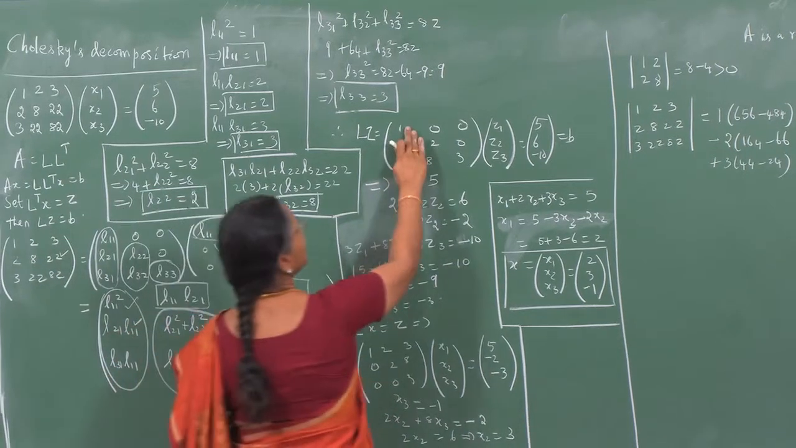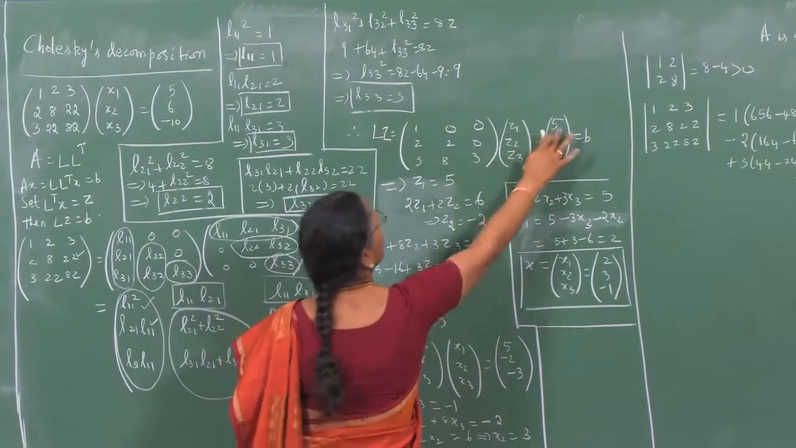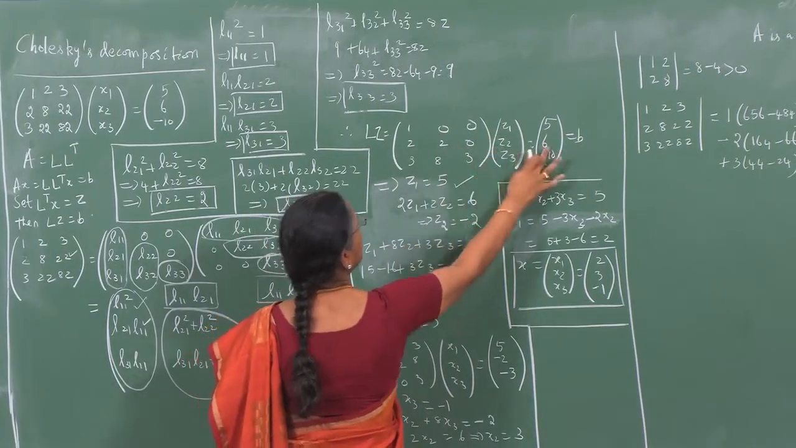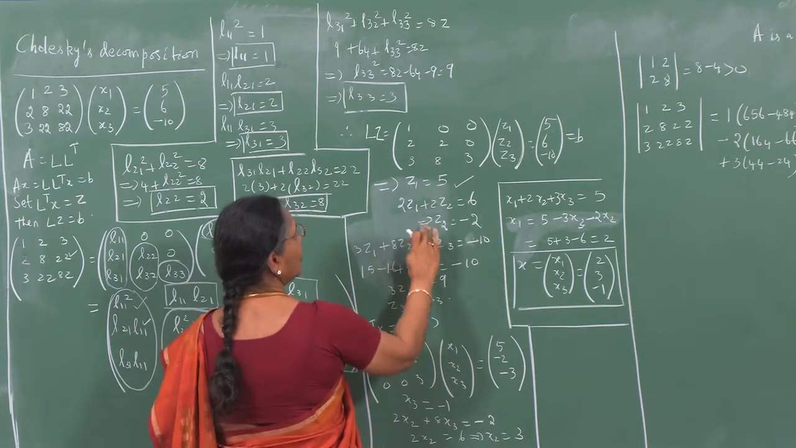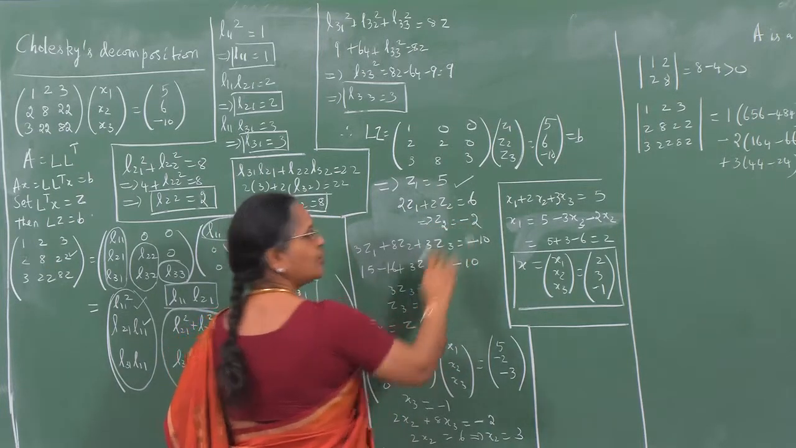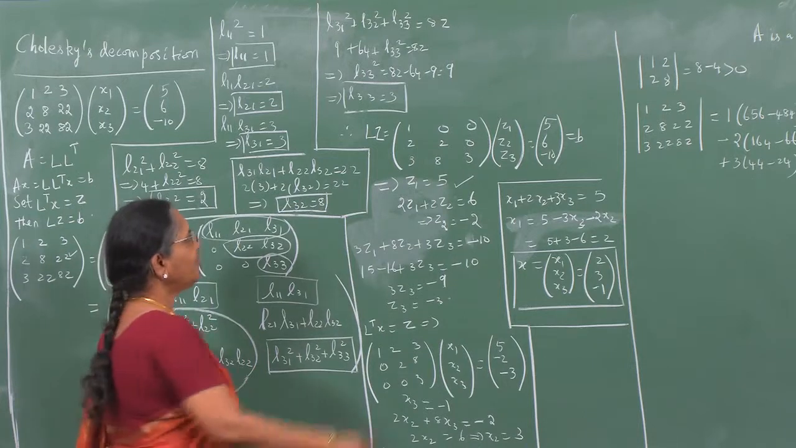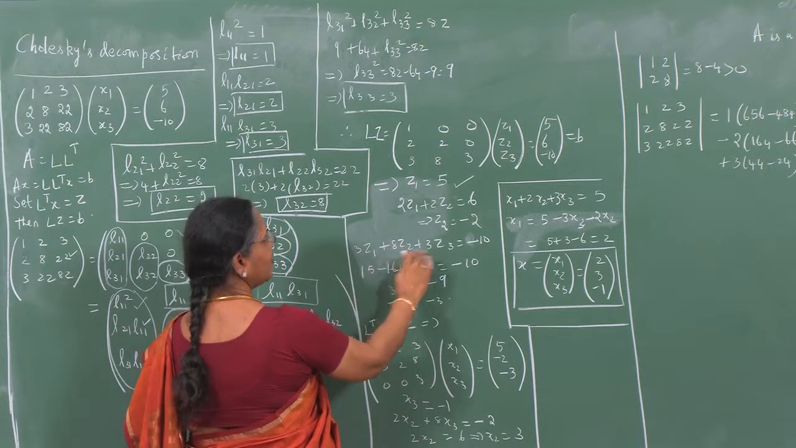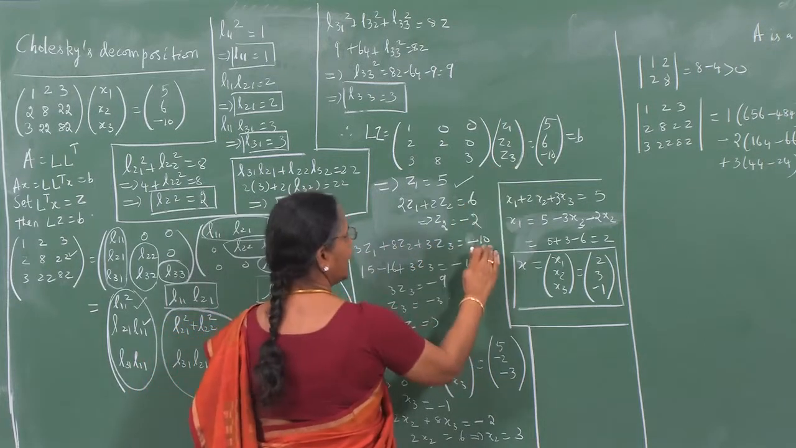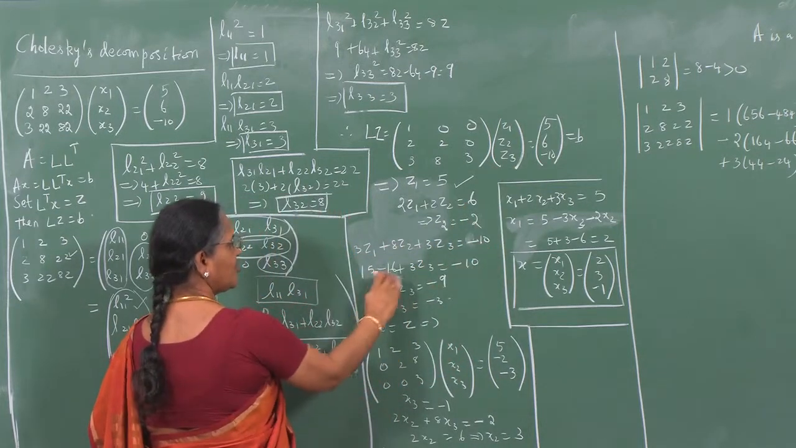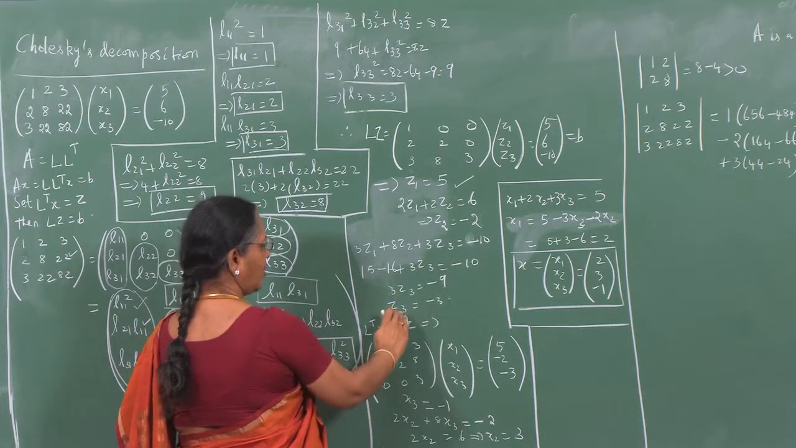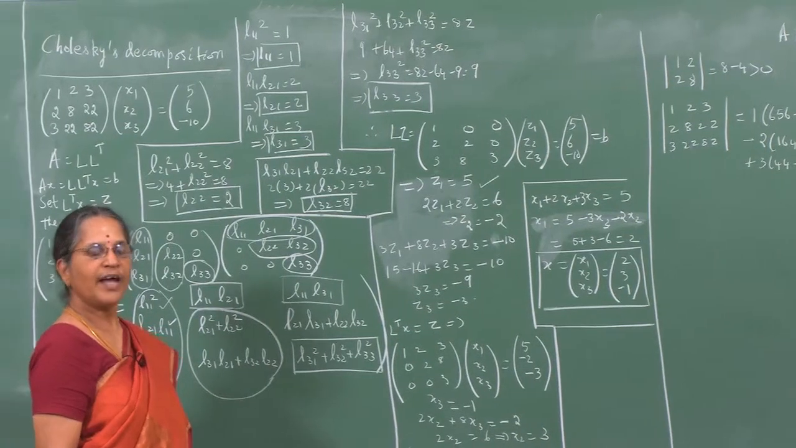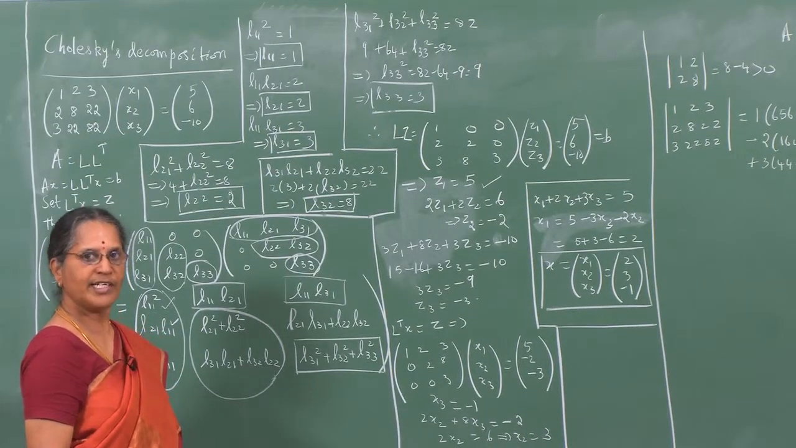So, the first equation gives you 1 into Z1 equal to 5. The second equation gives you 2Z1 plus 2Z2 is 6. Z1 is already known, so this gives you Z2 as minus 2. Then we move over to the third equation, which gives 3Z1 plus 8Z2 plus 3Z3 equal to minus 10, and Z1 and Z2 are known. So, from here we solve for Z3 and that turns out to be minus 3. So, the unknown vector Z is now determined.